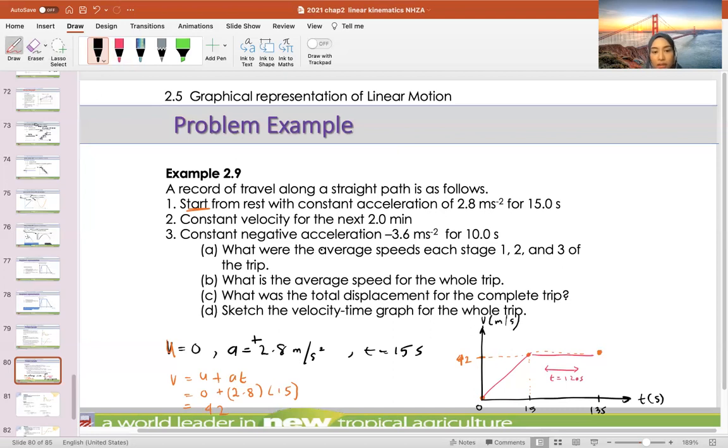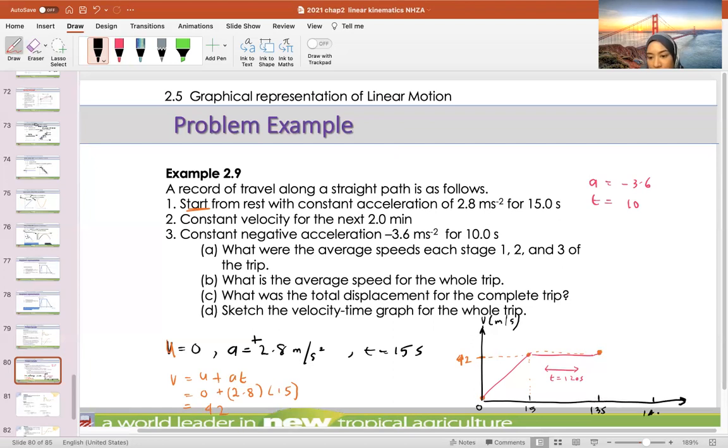So next, constant negative acceleration. Now I know that I need a negative gradient. Constant negative acceleration, minus 3.6 meter per second squared. So my A is now minus 3.6 for 10 seconds. The time for this negative acceleration happens over 10 seconds. So we start from this point and it goes on for 10 seconds. Now I know I have to extend the time axis because there's not enough space here. Okay. So 135 plus 10 is 145.